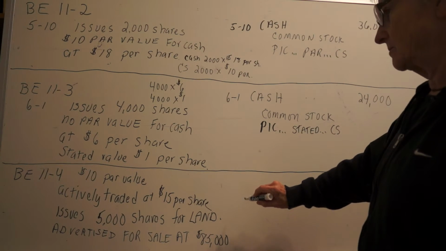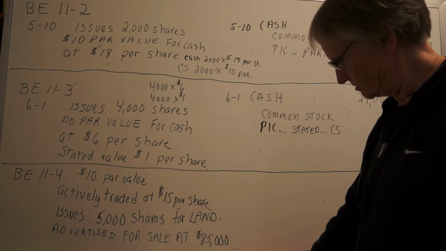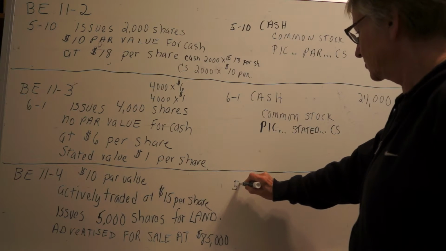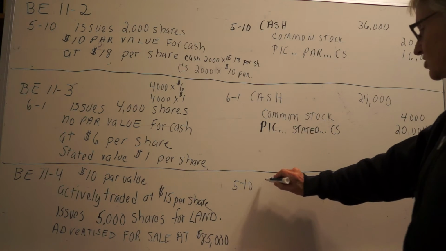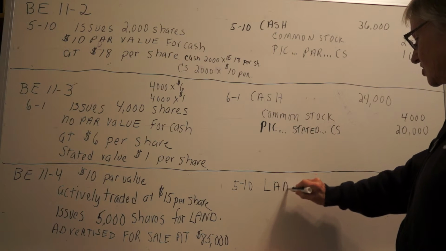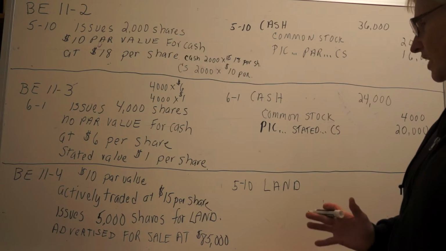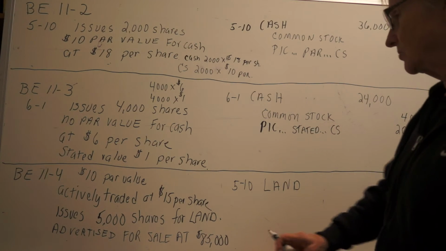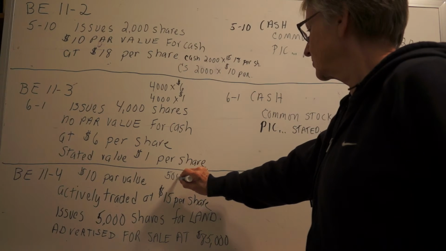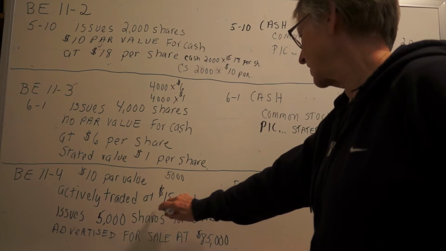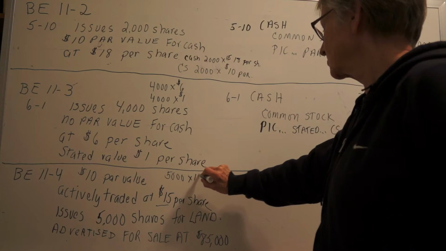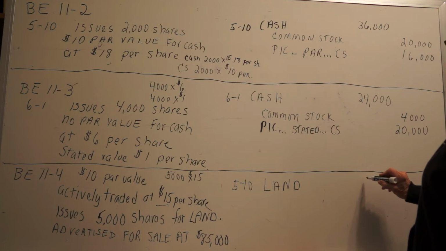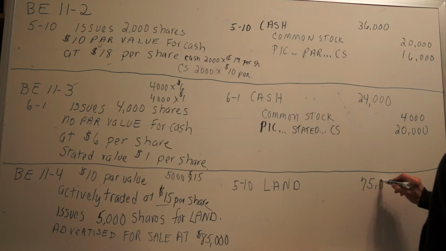So here, this happens on the 10th of May, I'm not sure if that's what's in the problem. But we're not getting cash, we are getting land in exchange for the stock, so we put land. And what's the value of the land? Well, it's going to be what they call the consideration we gave up, which would be the 5,000 shares of common stock times actively traded at $15. So it would be the 5,000 shares times the $15. So the land comes on the books at 75,000.